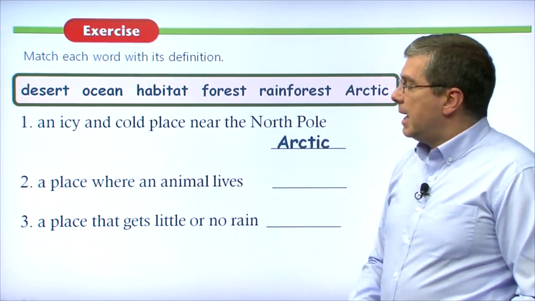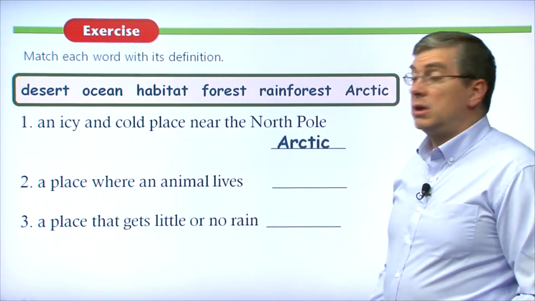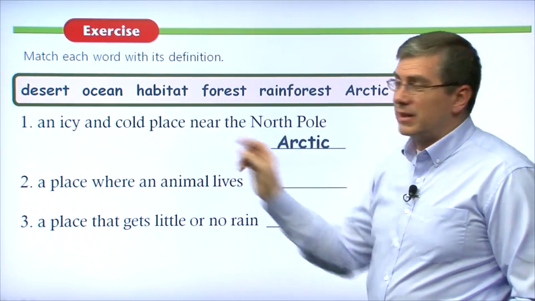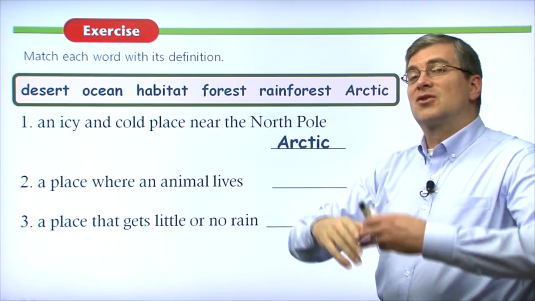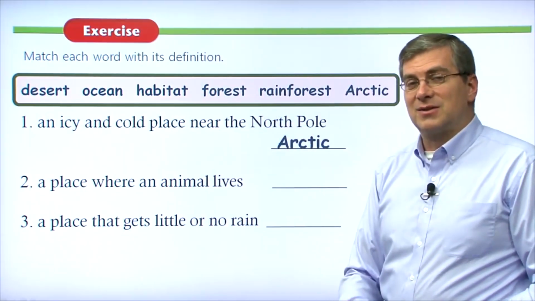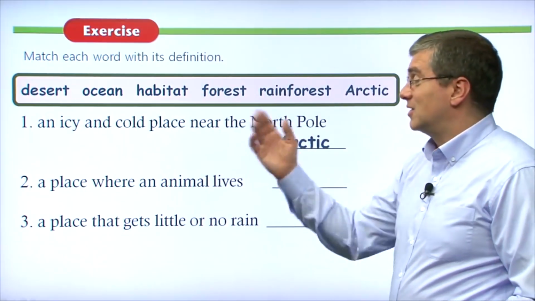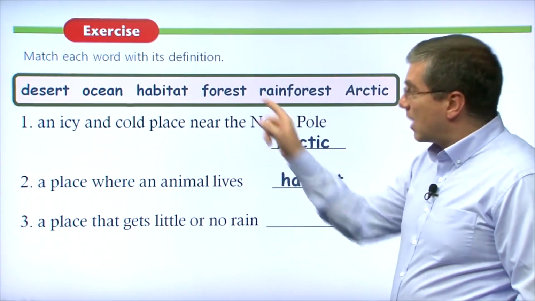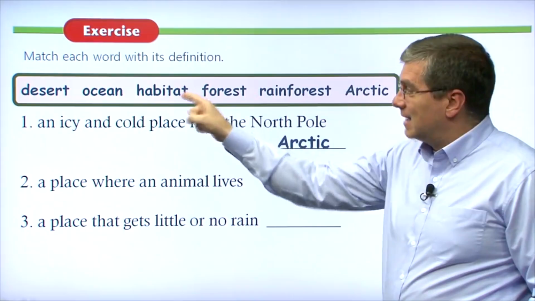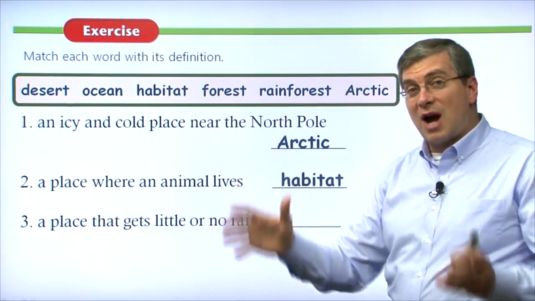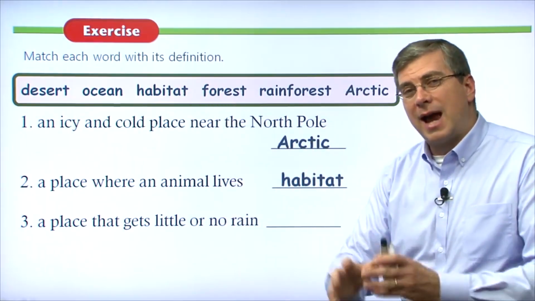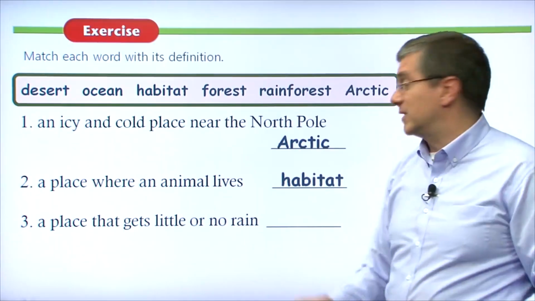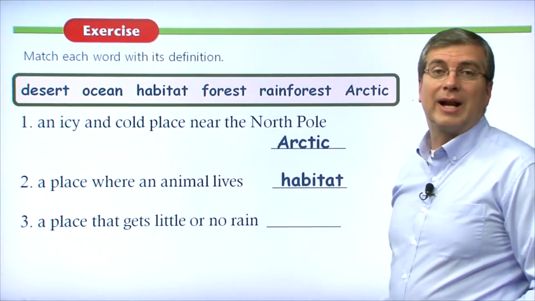Okay, number 2. A place where an animal lives. A place where an animal lives. So we're looking for a word that's not a habitat, but that describes all places where animals live. And I just gave you the answer, didn't I? It's not one of these specific habitats. It's the word habitat, which describes a type of area or a type of environment where an animal lives. That is a habitat, a place where an animal lives.